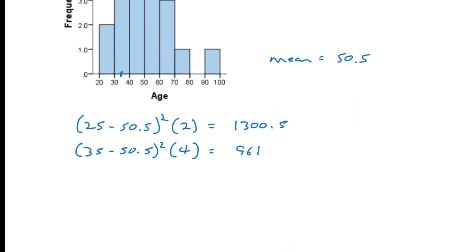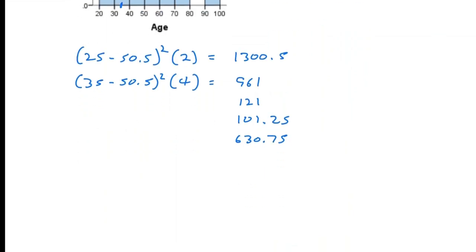All right, now again, I'm not going to show this for all of the bars, but if I were to keep going, the next bar would have a sum of 121, 101.25, 630.75, 600.25, and 1980.25. So again, those are all of those squared distances, but representing all 20 data values, not just 6 bars, right? It's counting the individual values within each of those bars. So if I add that all together, I get 5,695 on the dot.